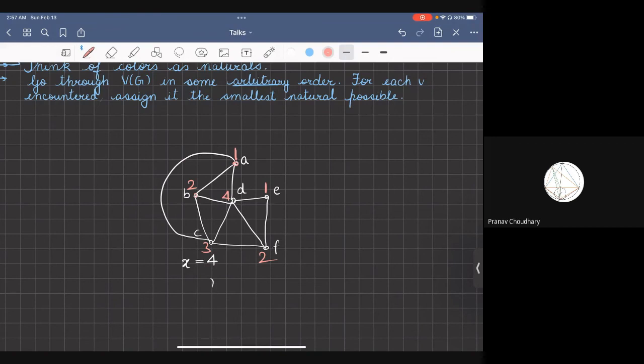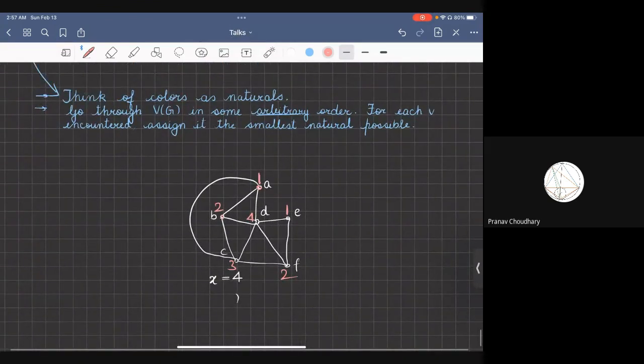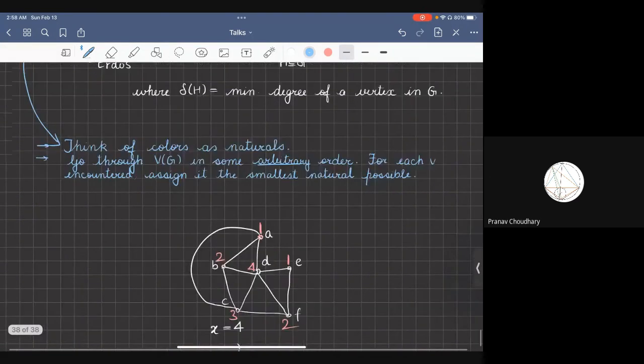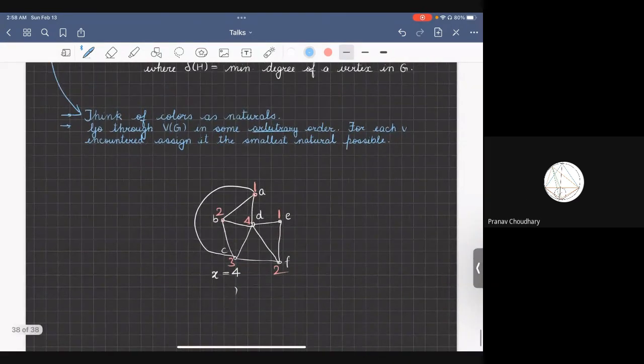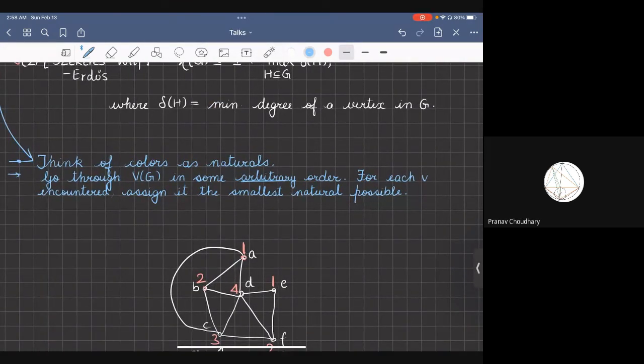It's basically some sort of greedy algorithm, but how do you ensure that this greedy algorithm is optimal? It's not necessarily, which is why we've written less than or equal to, not equal to. The chromatic number can be strictly less than delta of G plus 1. In fact, take any bipartite graph. Delta G can be arbitrarily large, but the chromatic number is at most 2.